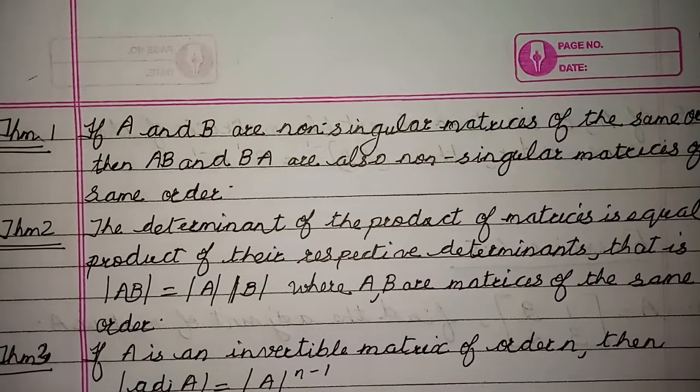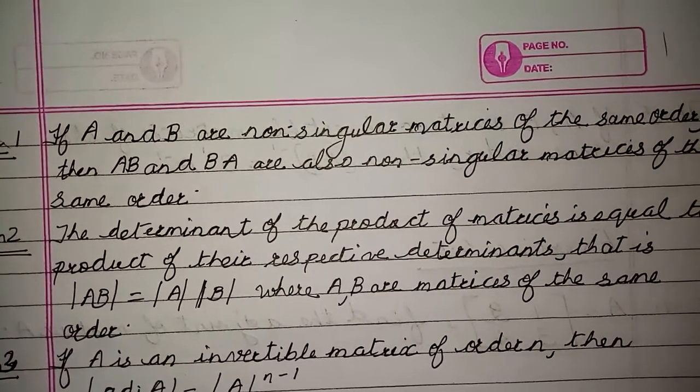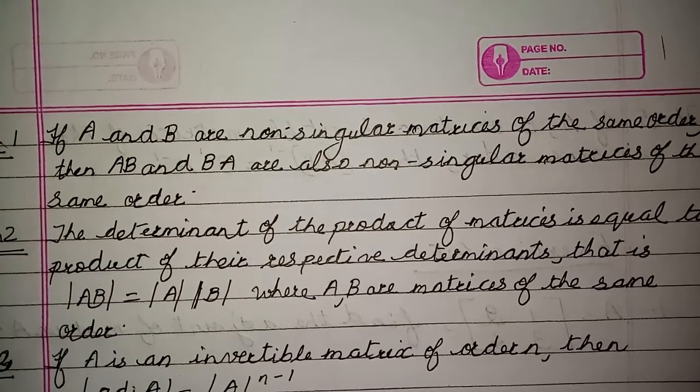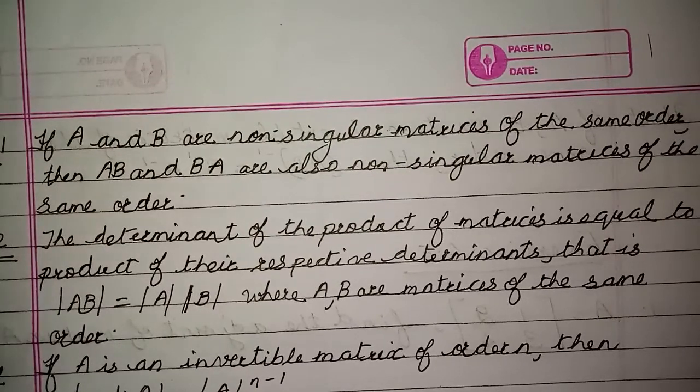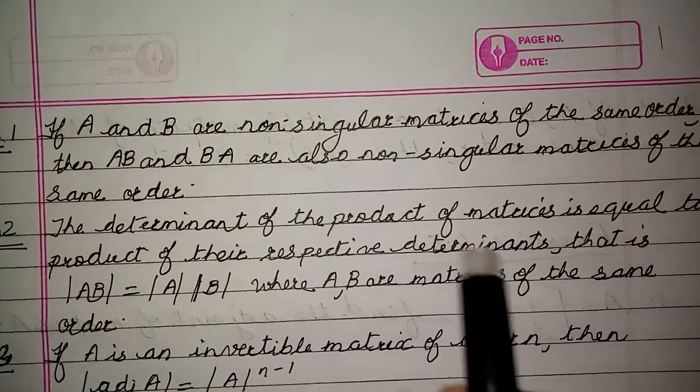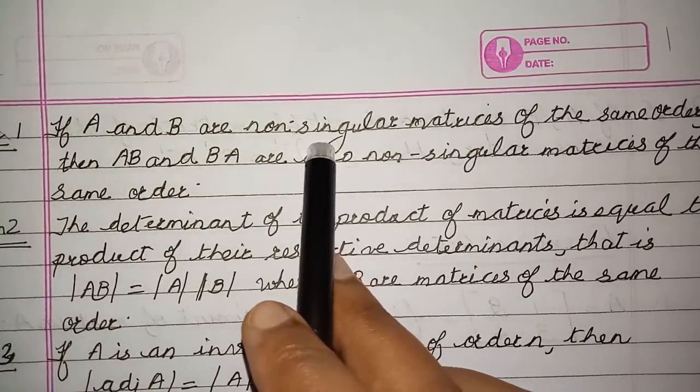Today we are going to discuss some important theorems and results. So the first theorem says that if A and B are non-singular matrices of the same order, then AB and BA are also non-singular matrices of the same order. Okay. So do you know what we mean by a non-singular matrix?